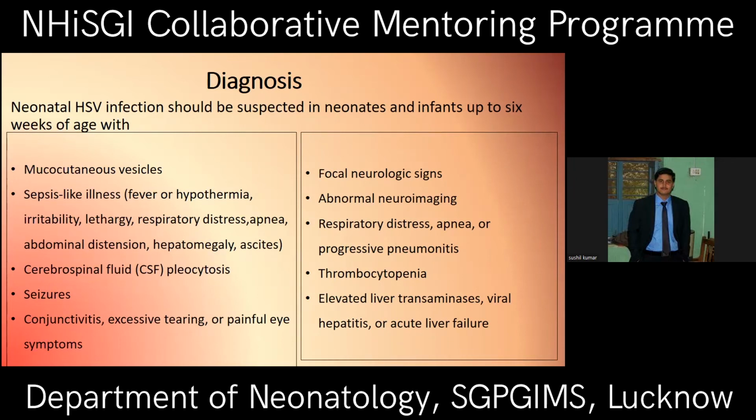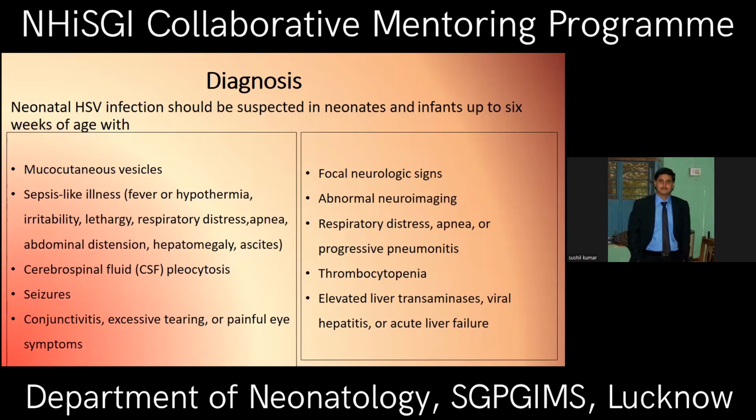Neonatal herpes simplex virus infection should be considered in the differential diagnosis of any neonate up to 6 weeks of age with the following symptoms, that is mucocutaneous vesicles, sepsis-like manifestation with fever or hypothermia, irritability, lethargy, respiratory distress, apnea, hepatosplenomegaly or ascites, and with CSF pleocytosis.